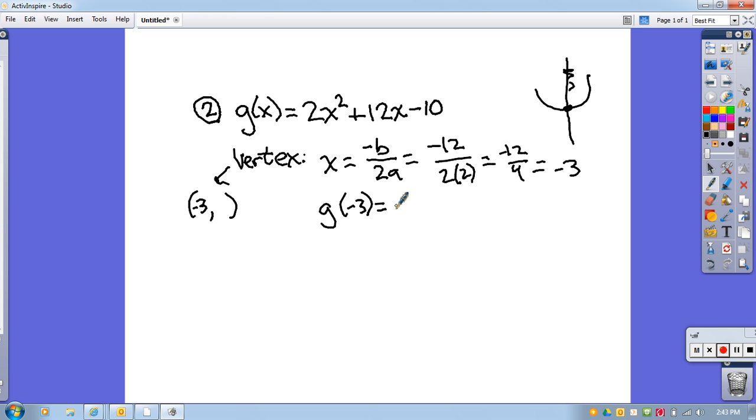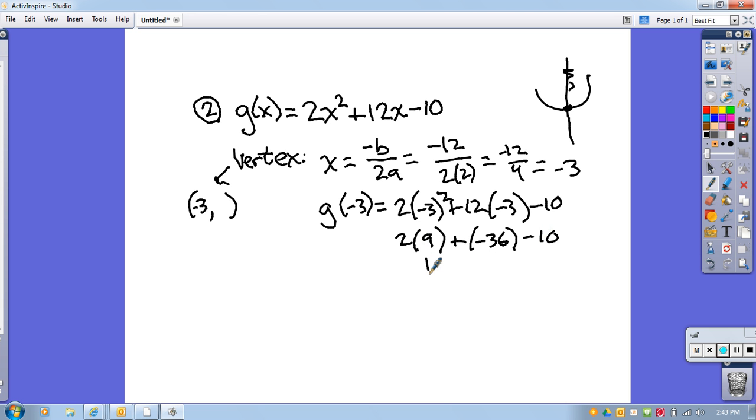What's the output? So 2 times negative 3 squared plus 12 times negative 3 minus 10. I'm going to have 2 times negative 3 squared. Negative 3 times negative 3 is positive 9. Plus 12 times negative 3, negative 36. And then minus 10 more. 2 times 9 is 18, minus 36, minus 10. So I can throw these together. 18 minus 36 is negative 18. Negative 18 minus 10 is negative 28. So my y part must be negative 28.